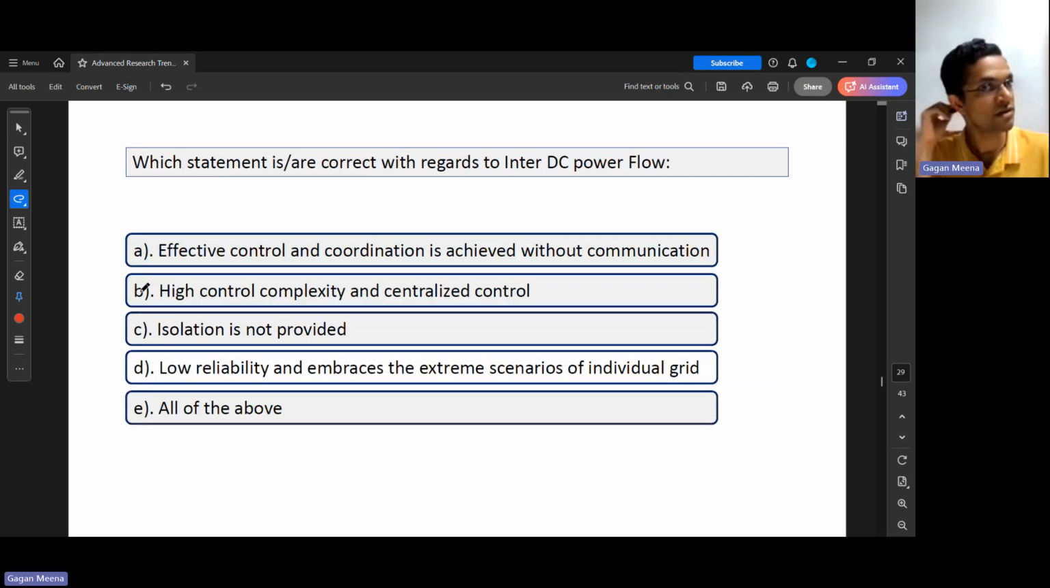Which statement is or are correct with regards to inter-DC power flow? Effective control and coordination is achieved without communication. High control complexity and centralized control. Isolation is not provided. Low reliability and embraces extreme scenario of individual grid. It provides effective control and coordination without communication.